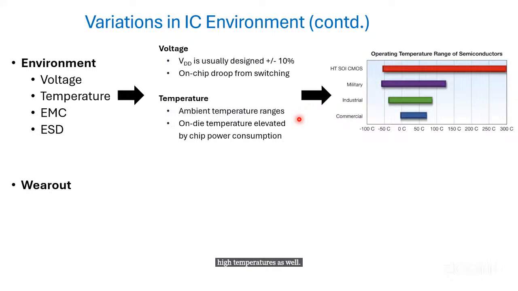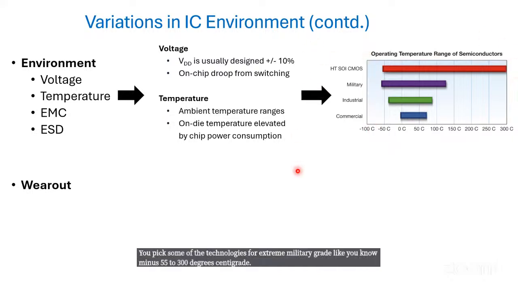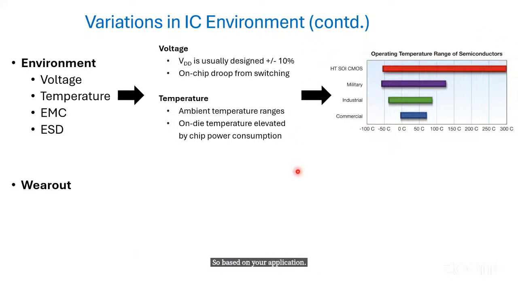Okay? And based on the application, you can have a commercial application, maybe let's say minus 10 to about 70 degrees is okay, whereas an industrial application needs to go from minus 40 to 85. Military applications need minus 55 to about 125, and then you pick some of the technologies for extreme military grade, like minus 55 to about 300 degrees centigrade. So based on your application, we have to pick the appropriate semiconductor technology to support these application requirements. So in our case, we want to limit it to about minus 40 to 125 degrees centigrade, because for this automotive application, typically these things are in the dashboard, so it is okay to limit to minus 40 to 85.